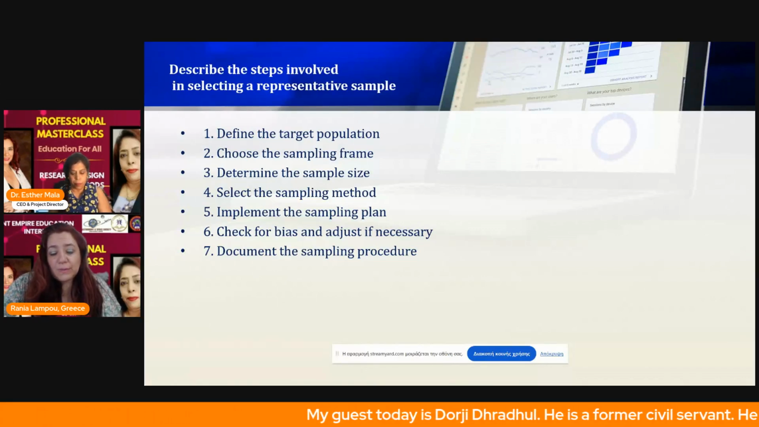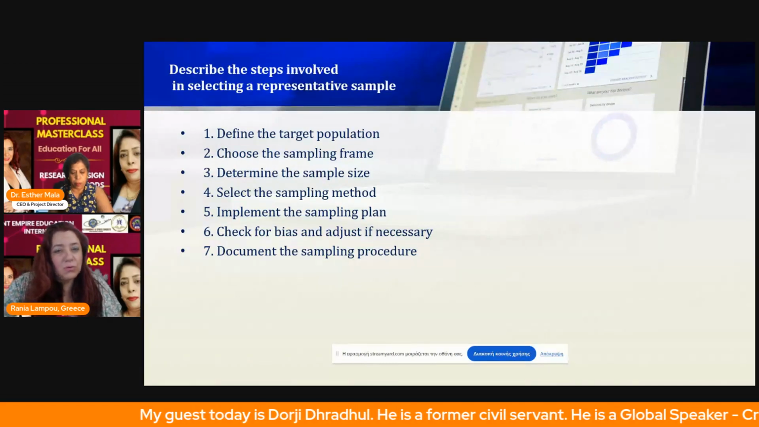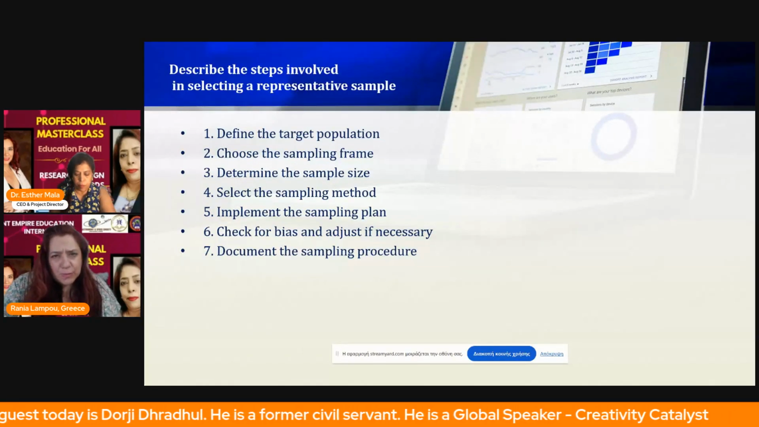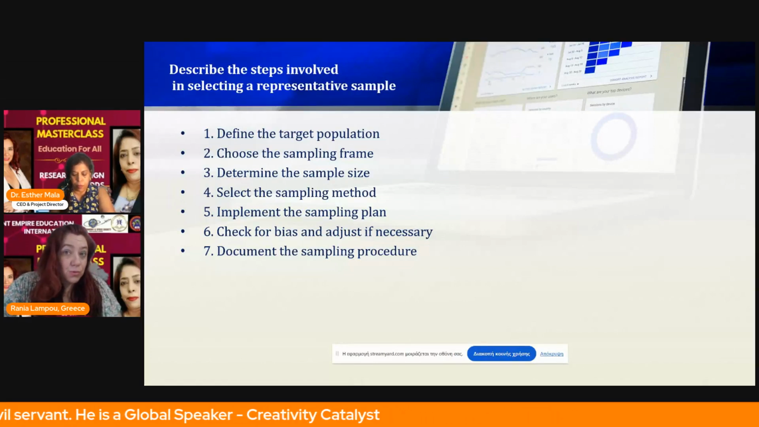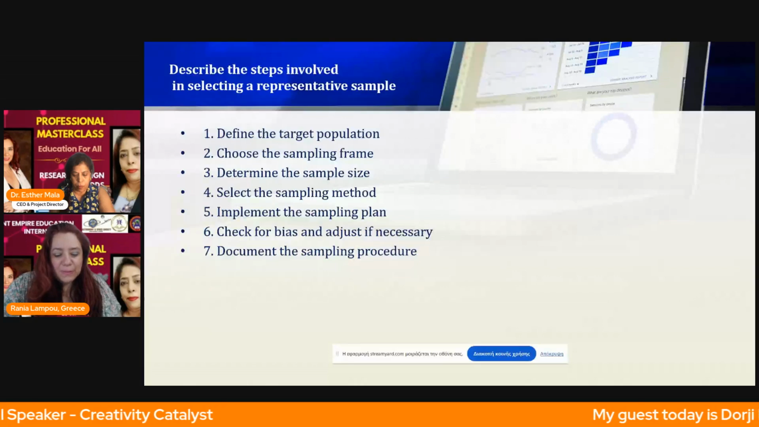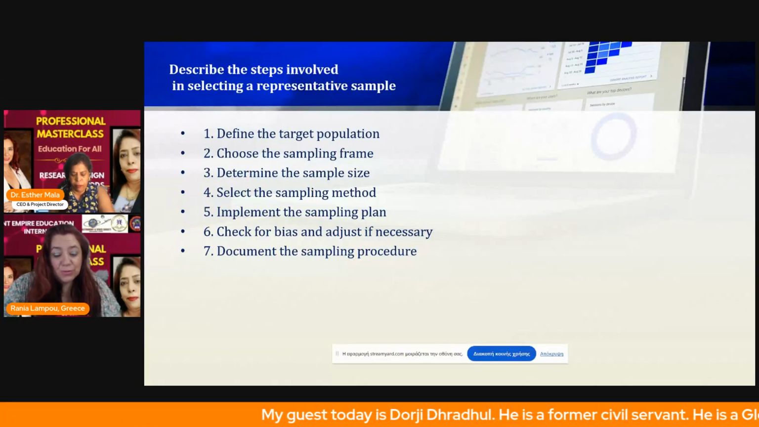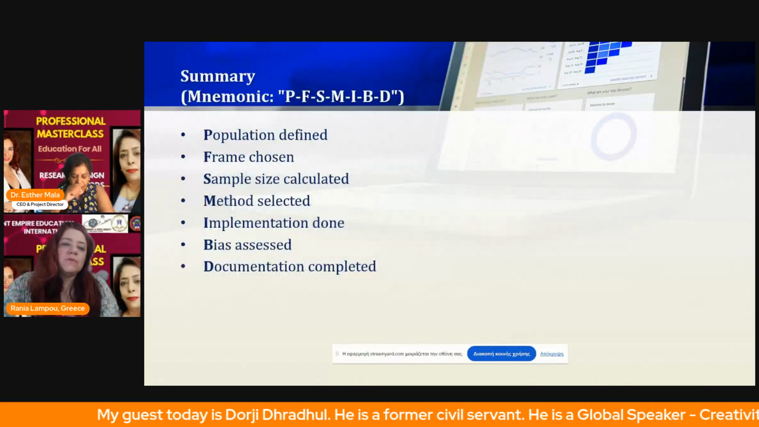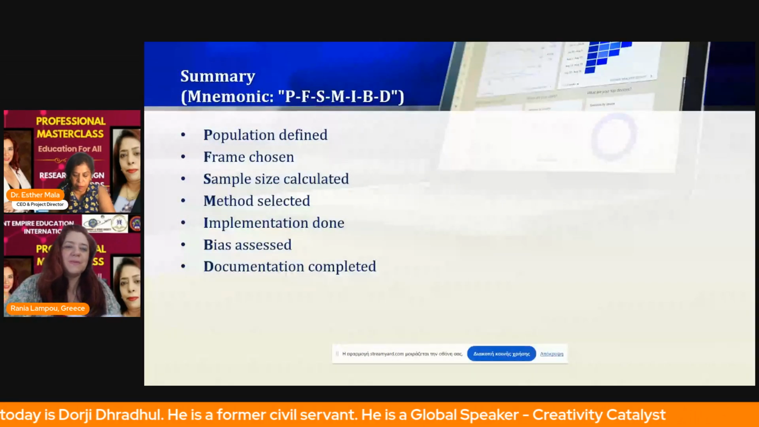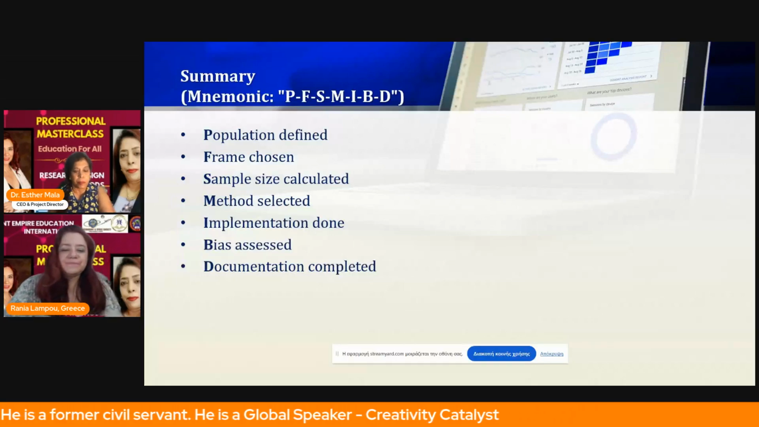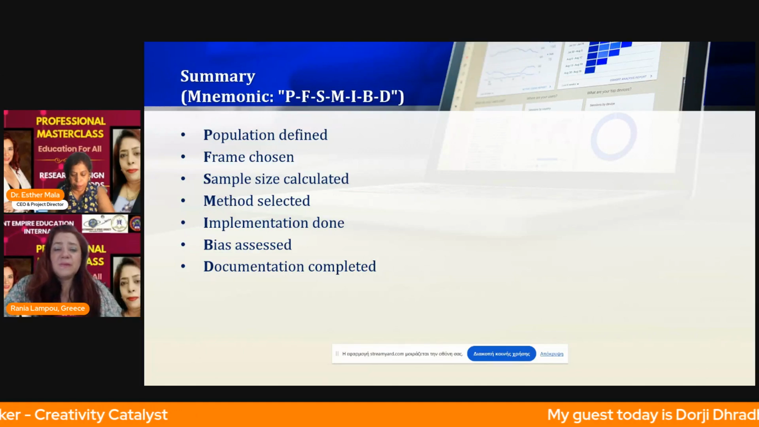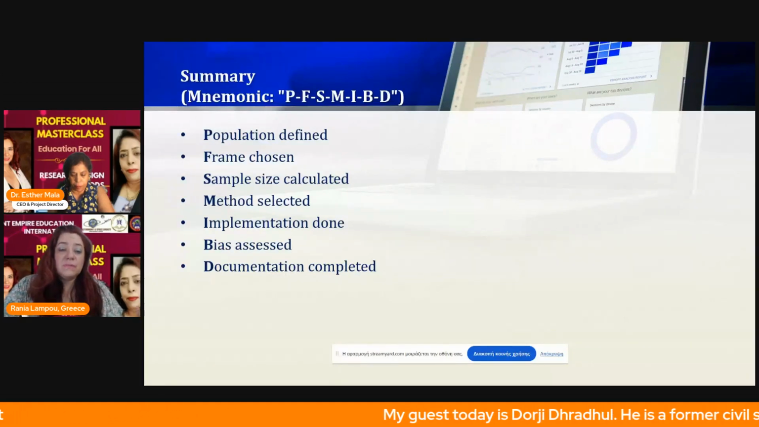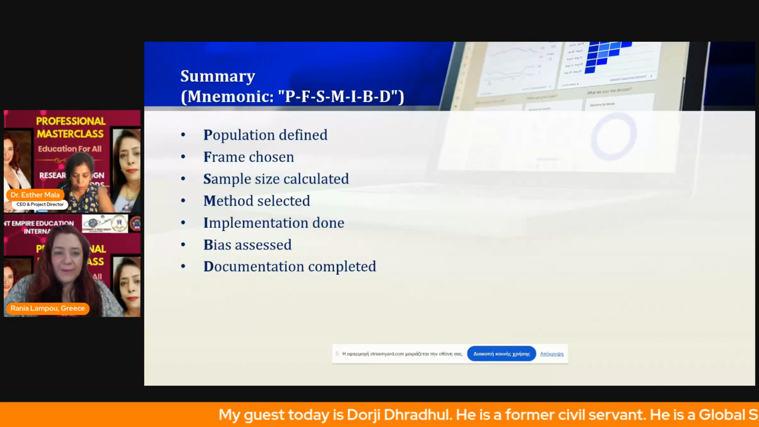So evaluate whether your sample is actually representative. Look for undercoverage, the missing parts of the population, and non-response bias, where people who don't participate differ from those who do participate. And document the sampling procedure: clearly describe how the sample was selected so that others can assess or replicate your method. So the summary of this could be this mnemonic that you can use: population defined, frame chosen, sample size calculated, method selected, implementation, bias assessed, and documentation completed.